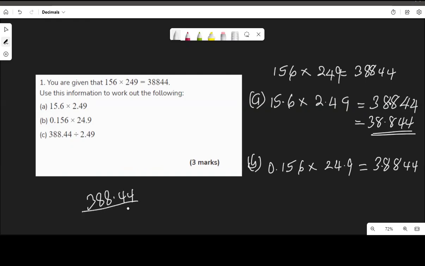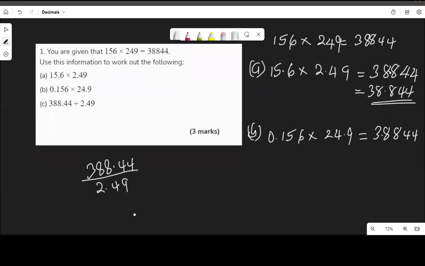So if I'm dividing 388.44 by 2.49, I will need to multiply this by... how many decimal places do I have here? 2 decimal places. So to get rid of the decimal point, I need to multiply by 100. And whatever I do to the divisor, I will need to do to the dividend too. So this will be multiplied by 100.